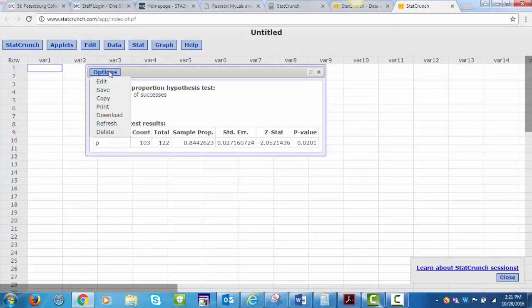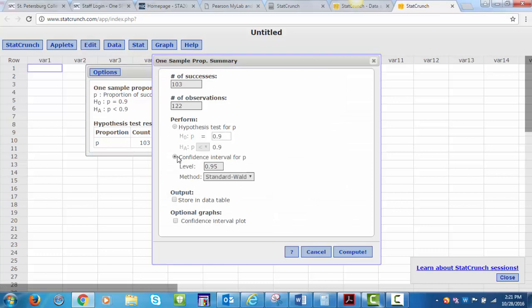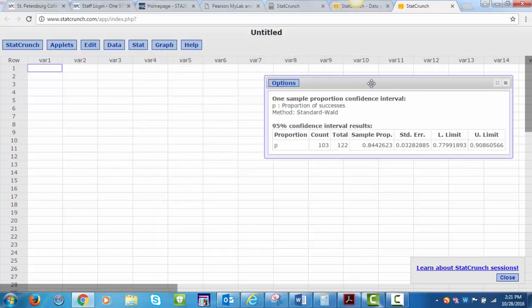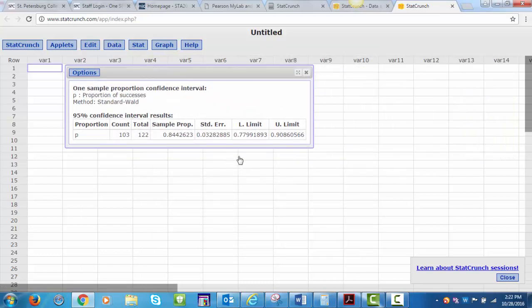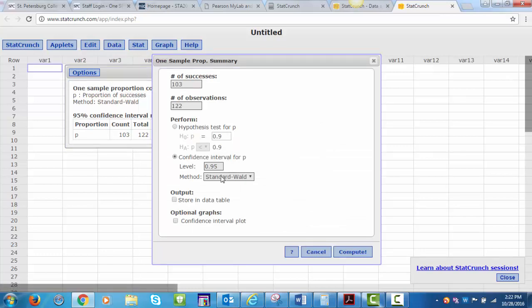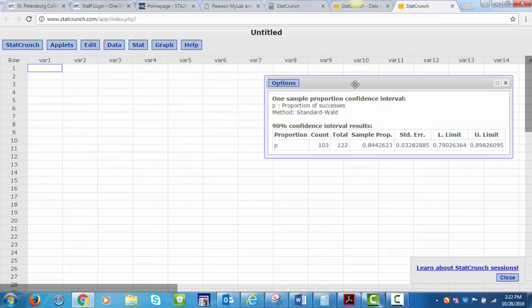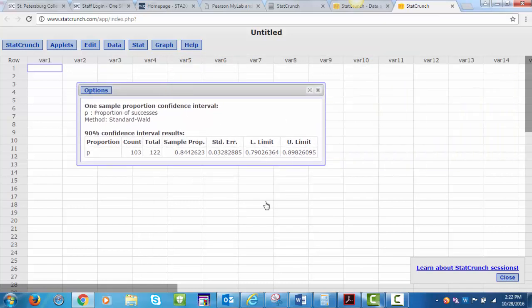Again, we can change the window here and just edit it and change to the confidence interval. And we're 95% confident that the true proportion is between 78% and 90.9%. So it's just touching 90% there. And the reason for that is because we did a one-sided alternative. If we switch this over to a 90% interval, we'll see that it doesn't include the 90% that we said, because remember 0.02 is just beyond the 0.05.